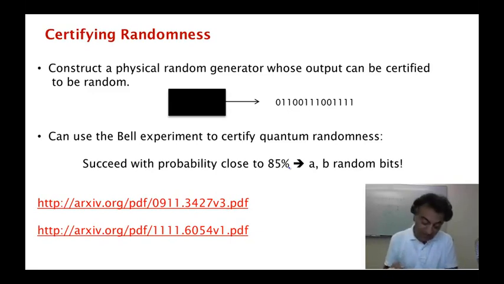So starting from this observation, there are schemes that actually show how to create a random number generator so that you can certify that the particular output that you've got must have been sampled from a distribution which is close to a uniform distribution on, let's say, 1,000-bit strings.